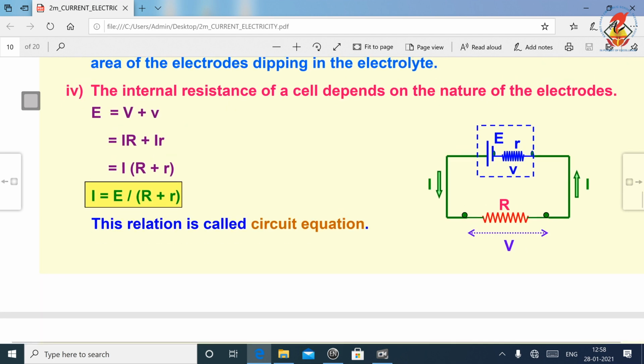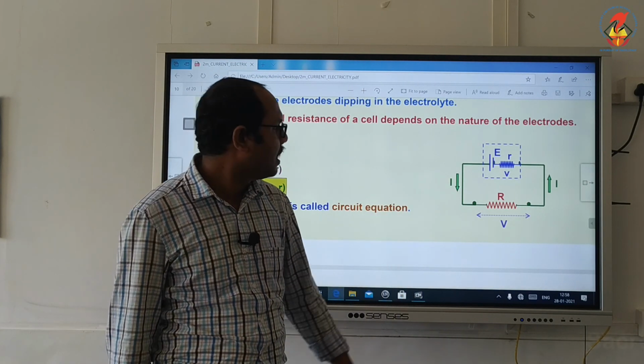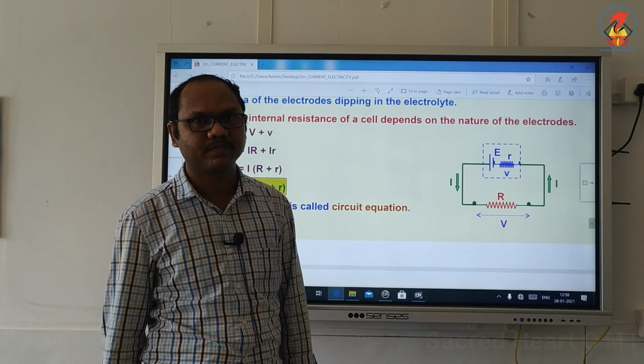Now, listen, the internal resistance of a cell is drawn like this. I draw a cell and just closer to the cell, I will mark the resistance and put small letter r. Small letter r stands for internal resistance and capital letter R stands for external resistance.